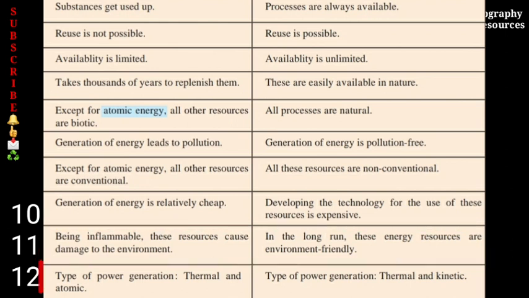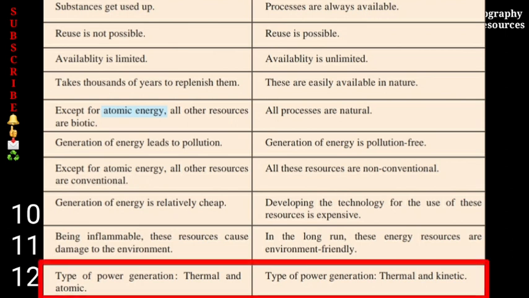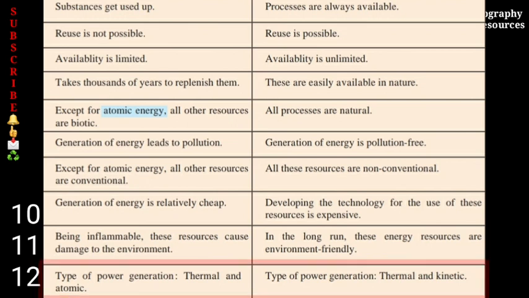Okay, now students, we will be having the last characteristic. The last characteristic of substance based energy resources is the type of power generation: thermal and atomic.